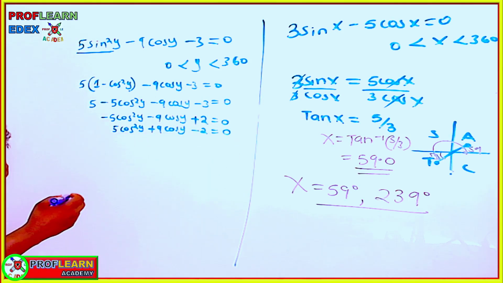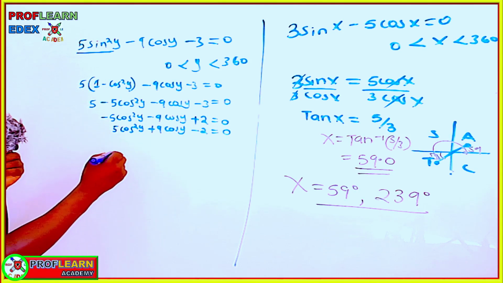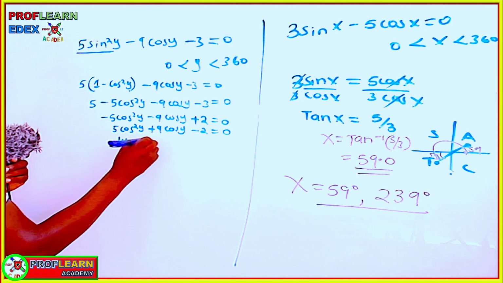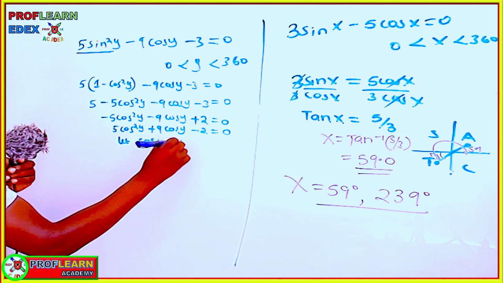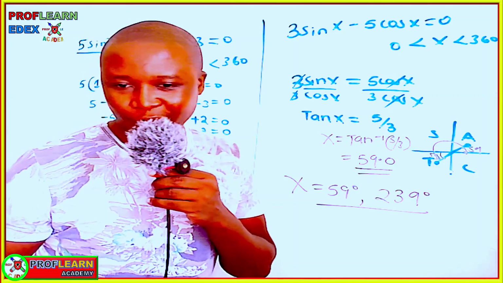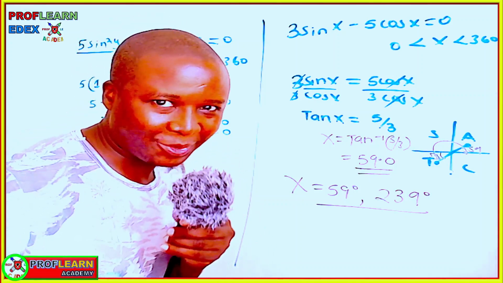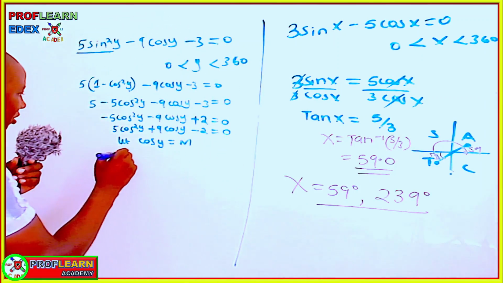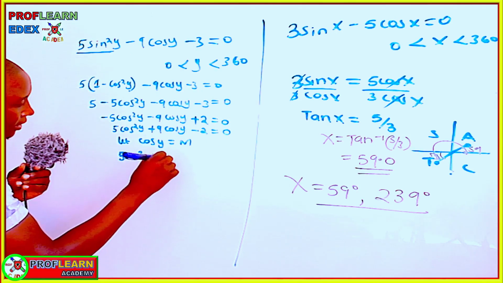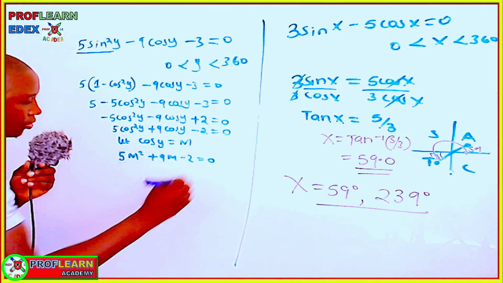So at this point, I have a quadratic equation, and I can say let cos y be equal to m, so that I can form a quadratic equation. And this is going to be 5m squared plus 9m minus 2 is equal to 0.